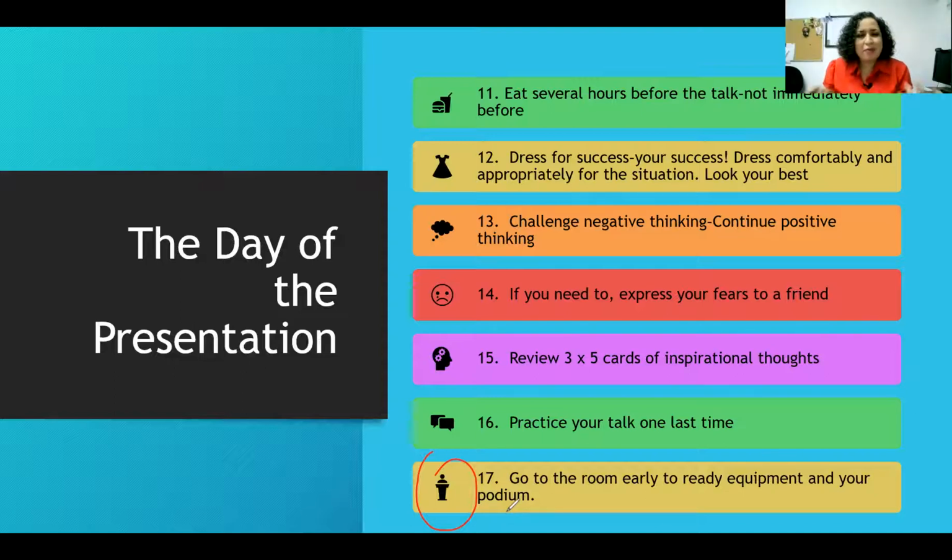Go to the room early to ready equipment and your podium. So what happens when you're not ready? I know that for sure you have experienced this. When you are the audience, you have seen speakers at the time they're supposed to start. Let's say you are presenting at 10 a.m. and your audience is already there, and you get there exactly at 10 a.m. And you're like, oh, sorry, can anyone connect? This is my USB. I have the presentation here.